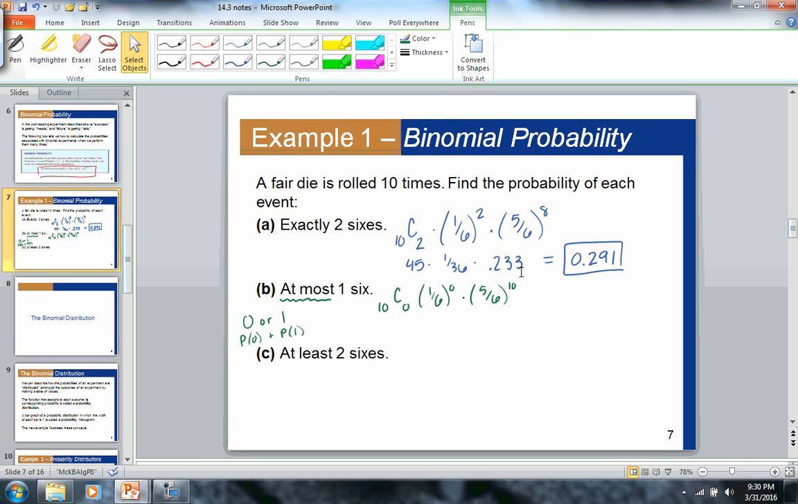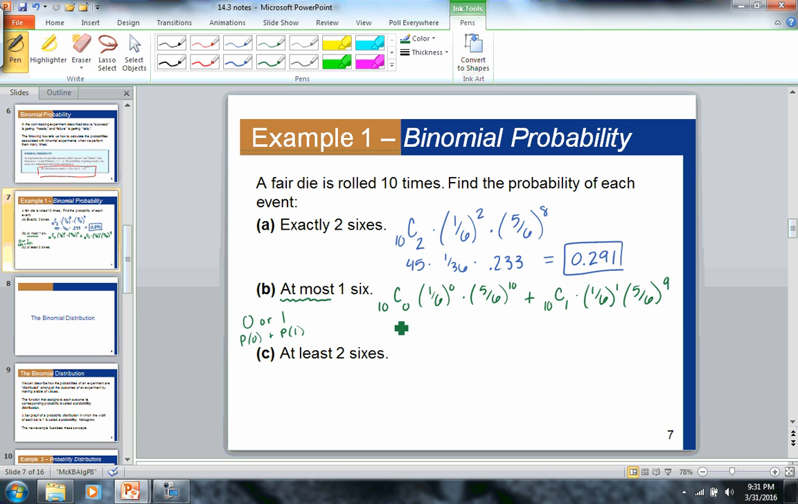Now, we also have to finish this problem. We have to add this to the probability of finding or rolling 1 six. So there we're going to have 10 times, but we're just going to roll it once. So 10 combination 1. And then again, 1/6 to the first power and 5/6 now to the 9th power. So these are our successes that will happen 1 time. Our failures will happen 9 times.